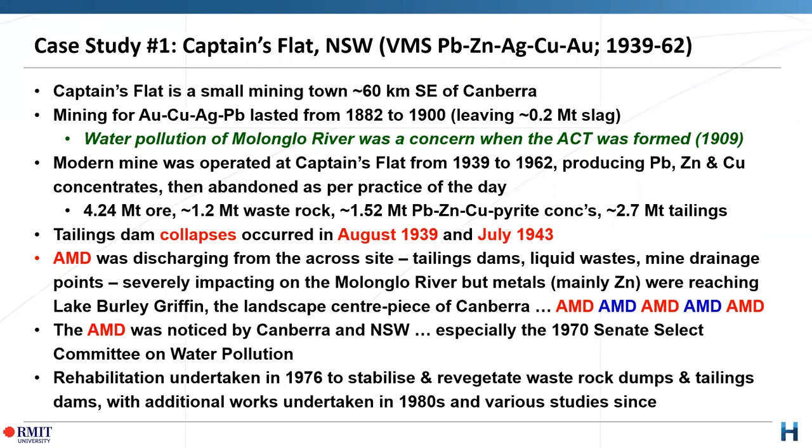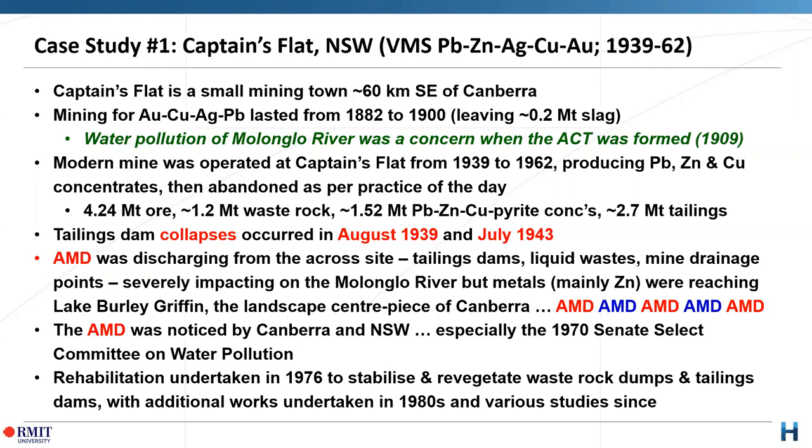So when the ACT was actually carved out of New South Wales, there were specific clauses put into the legislation making sure that New South Wales protected the Molonglo River and it didn't impact on Lake Burley Griffin, for example. The Molonglo River that flows through Captain's Flat goes down and then around to the west and through Canberra. And the Lake Burley Griffin is, of course, a dam on the Molonglo River.